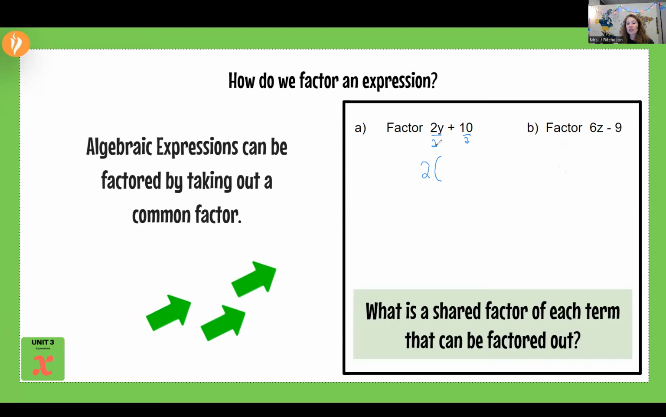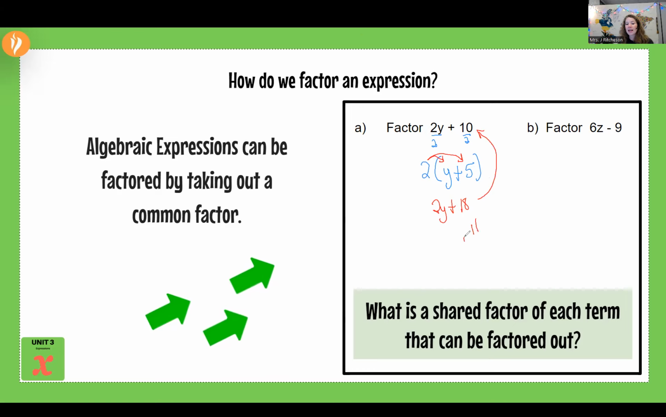So what's 2 divided by 2? It's 1, and 1 times y is just y. If it's a 1 coefficient, we don't need to write it. And then what's 10 divided by 2? It's 5. And if you want to double check your answer, use the distributive property and make sure you get what we started with. 2 times y is 2y, and 2 times 5 is 10. And we go, oh yeah, that's what we got.